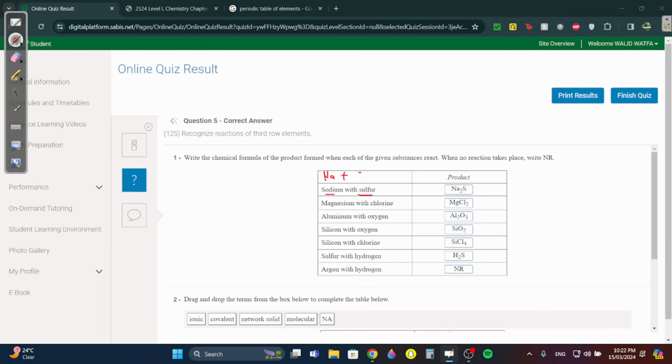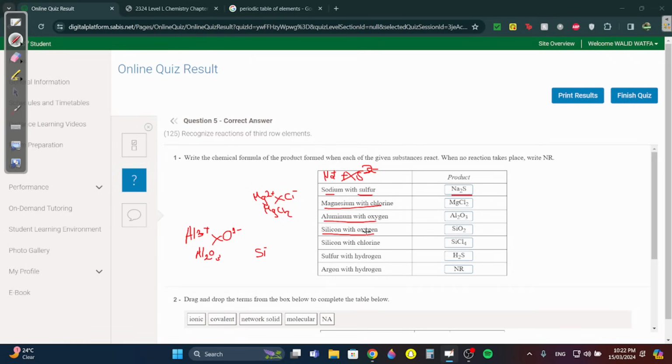Sodium with sulfur. Na plus, S2 minus. Crisscross becomes Na2S. Magnesium with chlorine. Mg2 plus, Cl minus. Crisscross, MgCl2. Aluminium with oxygen. Al3 plus and O2 minus. Crisscross, Al2O3.